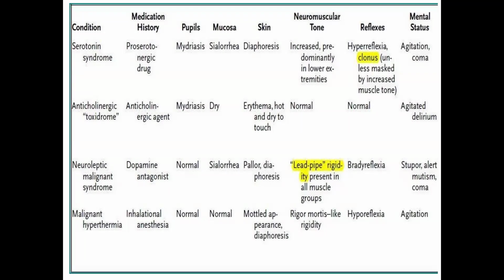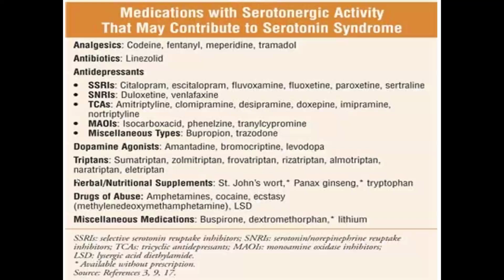The neuroleptic malignant syndrome is basically from dopamine antagonist drugs. And anticholinergic toxidrome is from intoxication with anticholinergic drugs. So these are the medications that can interact and give you serotonergic syndrome. You should be aware about it. We use these drugs all the time. Okay, so there's no excuse that you miss this condition.